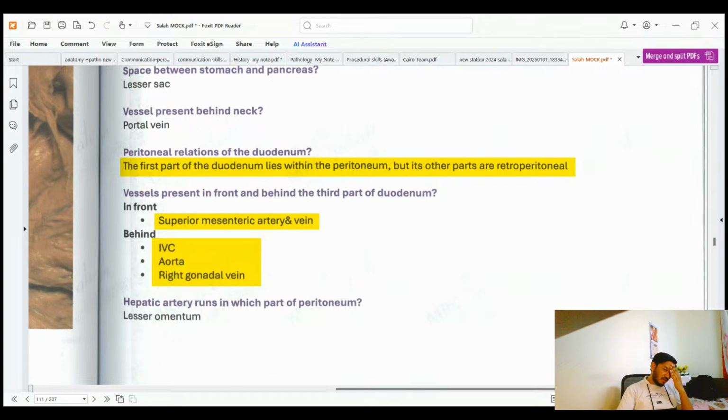The hepatic artery runs in which part of the peritoneum? In the lesser omentum.